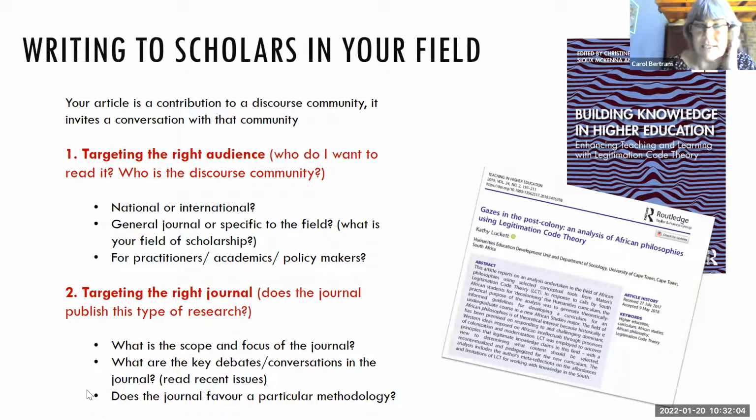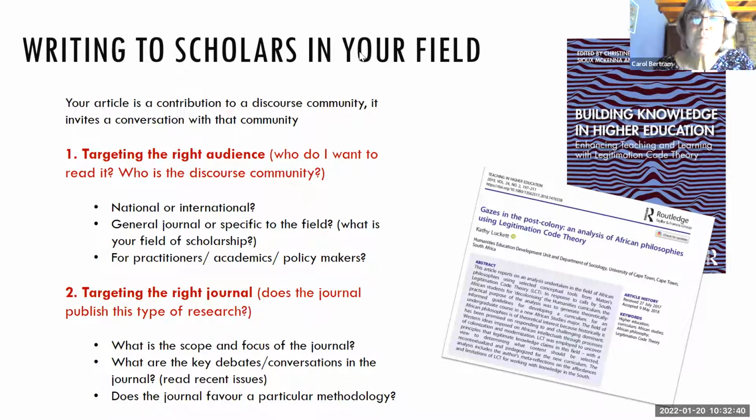Which reiterates this point about targeting, I guess you could put that in inverted commas, the right journal. It's really needing to be clear, what is the scope of the journal? Again, as an editor, a lot of the stuff that is submitted gets rejected simply because it doesn't fit the scope of the journal. So read carefully. What is this journal about? What is it interested in? And does your particular argument or claim fit, and what are the key debates? Carol?